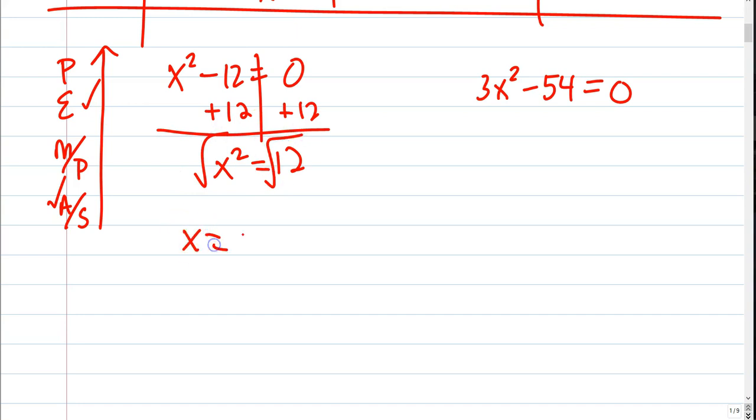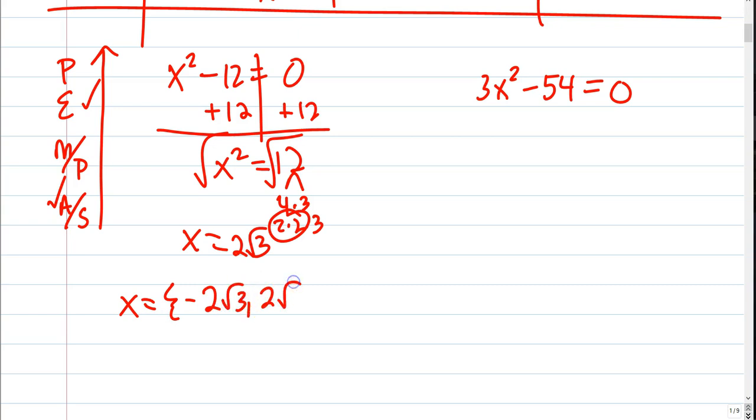X is equal to the square root of 12, which needs to be simplified. How about 4 and 3? 2 and 2 and 3. So what comes out is a 2, and what's left inside is the root 3. So what's our answer ultimately? We get a negative 2 root 3 and a positive 2 root 3. Or if you'd like to put a plus or minus in front of it, I'm fine with that.